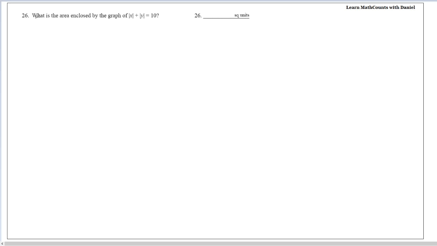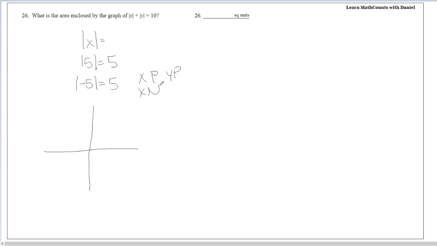Alright. So we notice that we have two absolute values here. What the absolute value means is that it will always take essentially the positive value. So the absolute value of 5 is 5, but the absolute value of negative 5 is also 5. I think you can see the pattern here. So basically, what we want to do is draw out our little coordinate plane, and we want to separate this graph into 4 separate parts: x positive, y positive; x negative, y positive; x positive, y negative; and x negative, y negative.